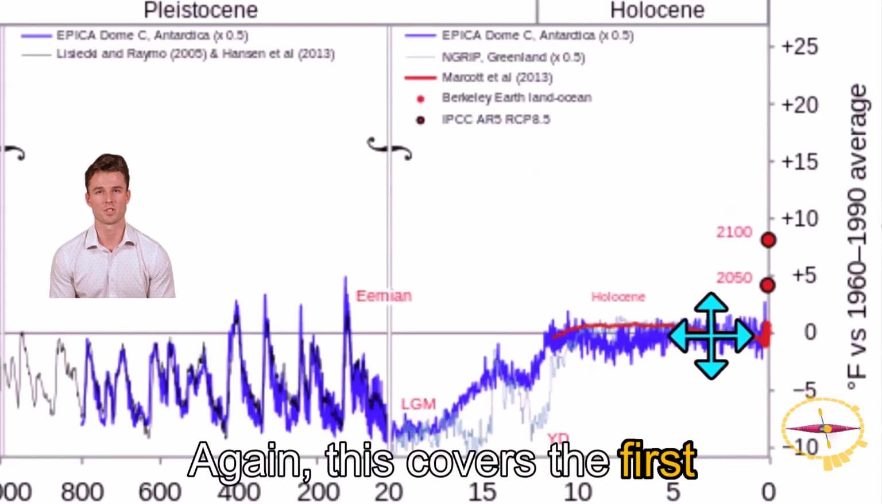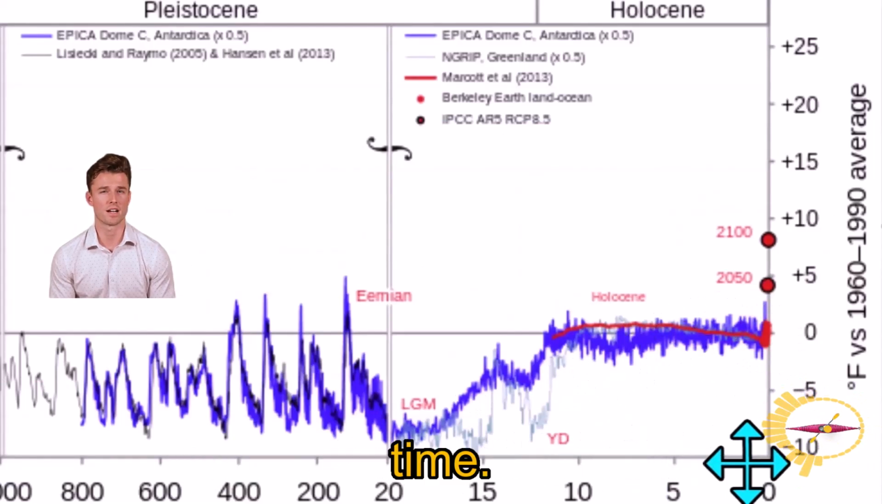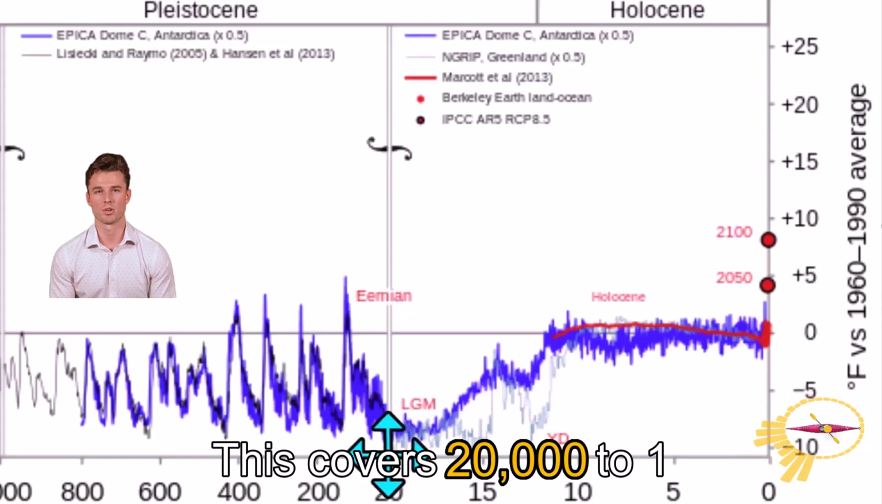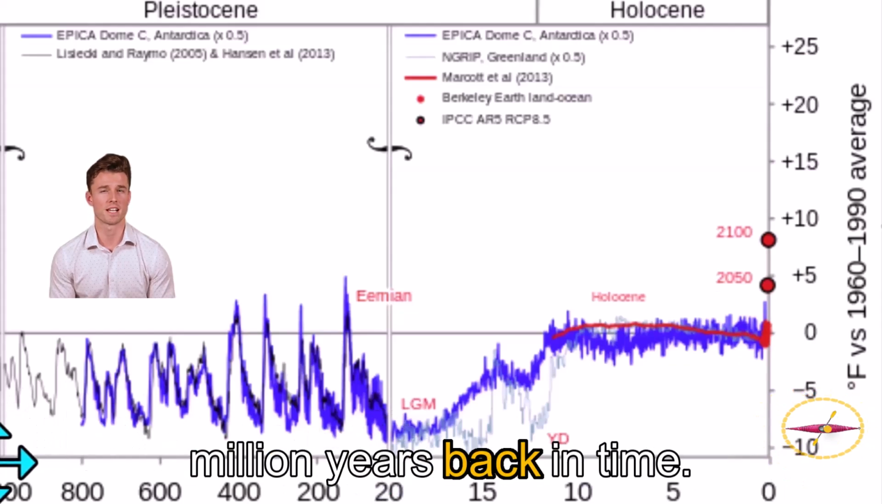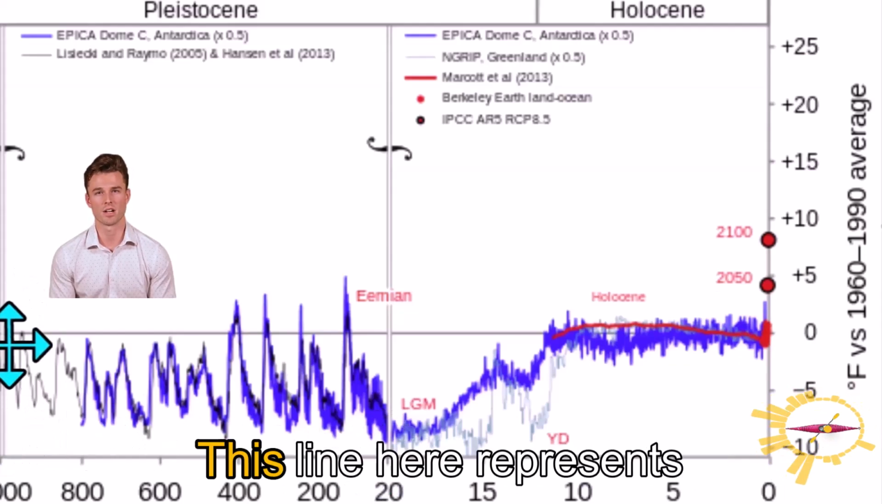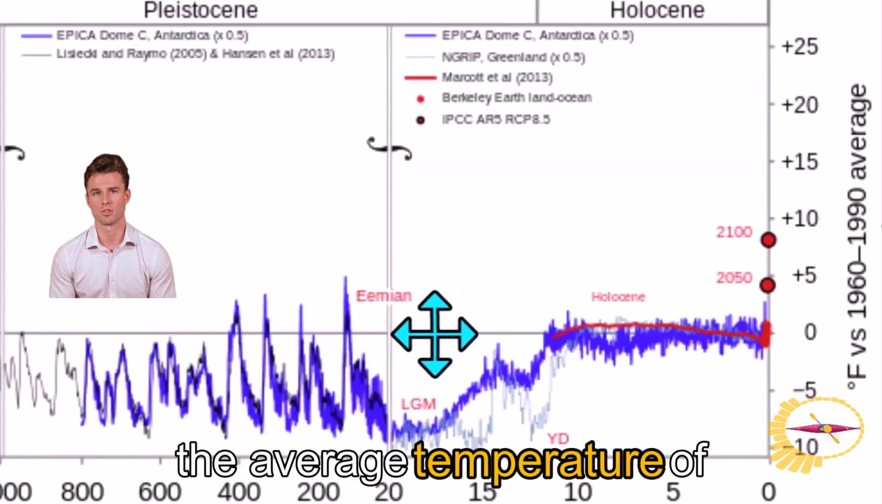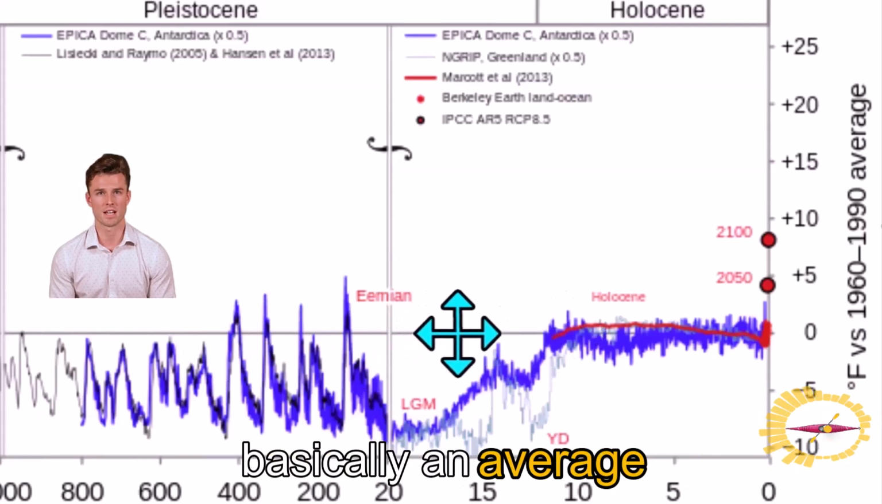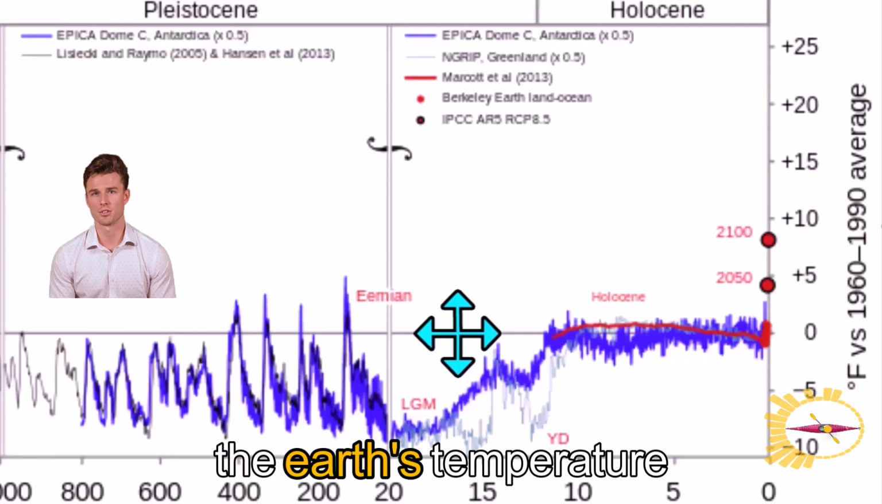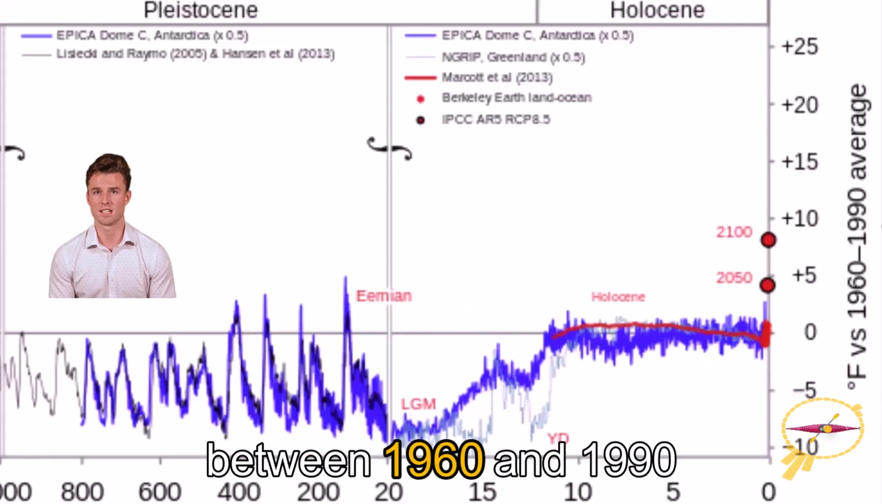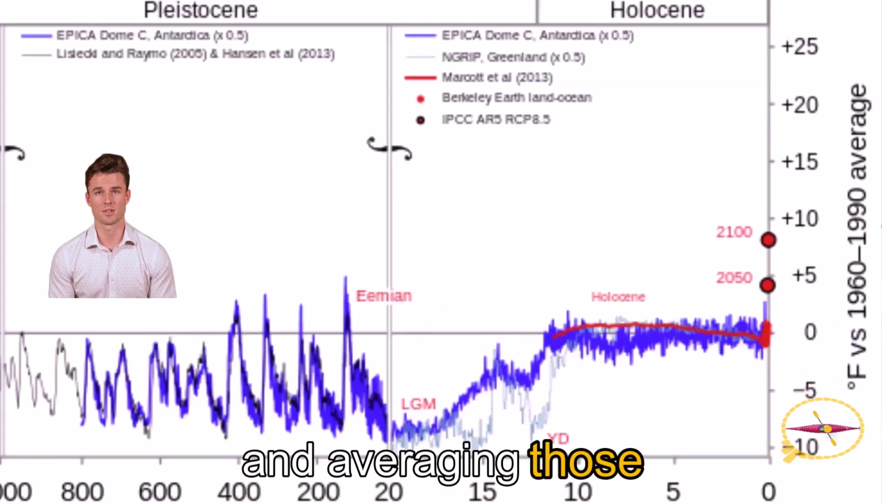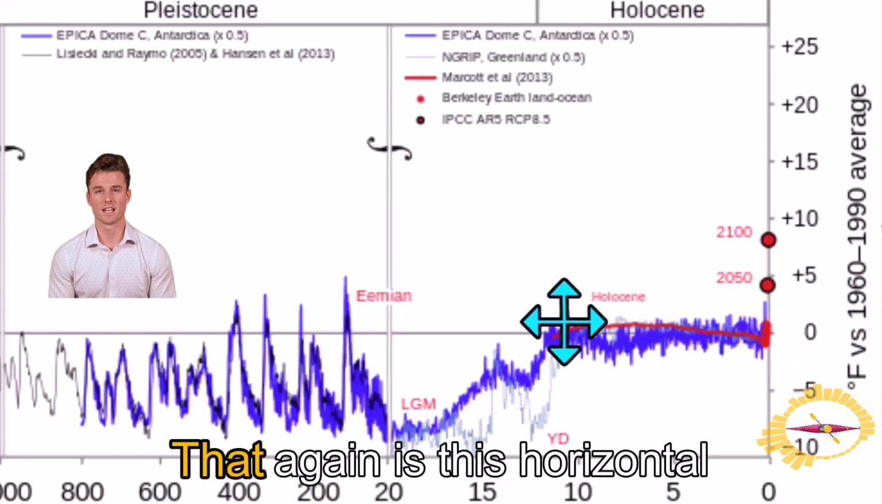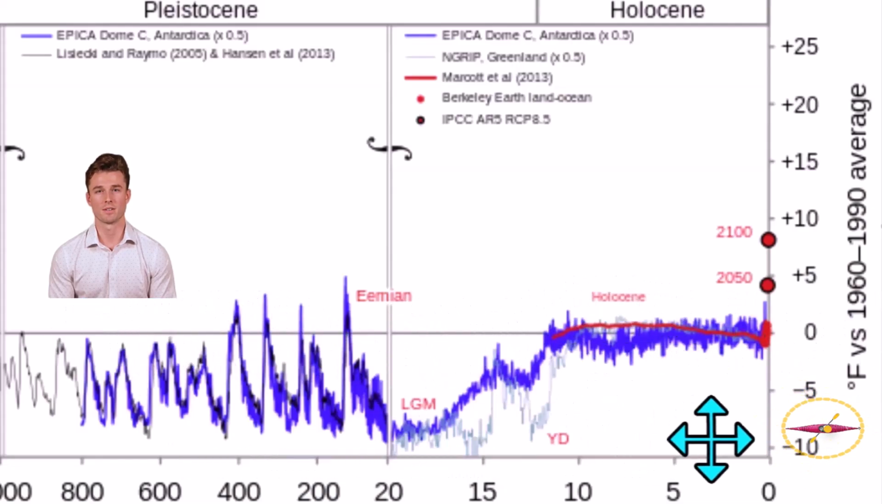Here we've zoomed into the first 2 panels from the right of the temperature chart. Again, this covers the first 20,000 years going back in time. This covers 20,000 to 1 million years back in time. This line here represents the average temperature of the Earth today, which was basically an average derived by taking a look at the Earth's temperature between 1960 and 1990 and averaging those values. That again is this horizontal black line.